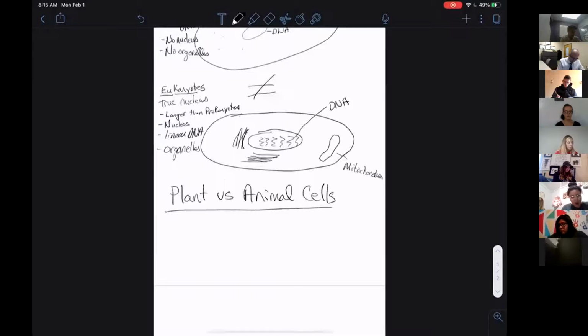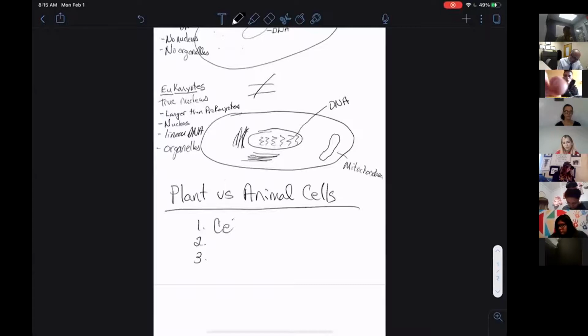Let's really quickly list 3 things that are different between plant and animal cells. First of all, plants have something called a cell wall. If you don't know what that is at the moment, it's just a hard, rigid wall that surrounds the cell. I'll show you pictures later. Plants have a cell wall. Animals do not have a cell wall.